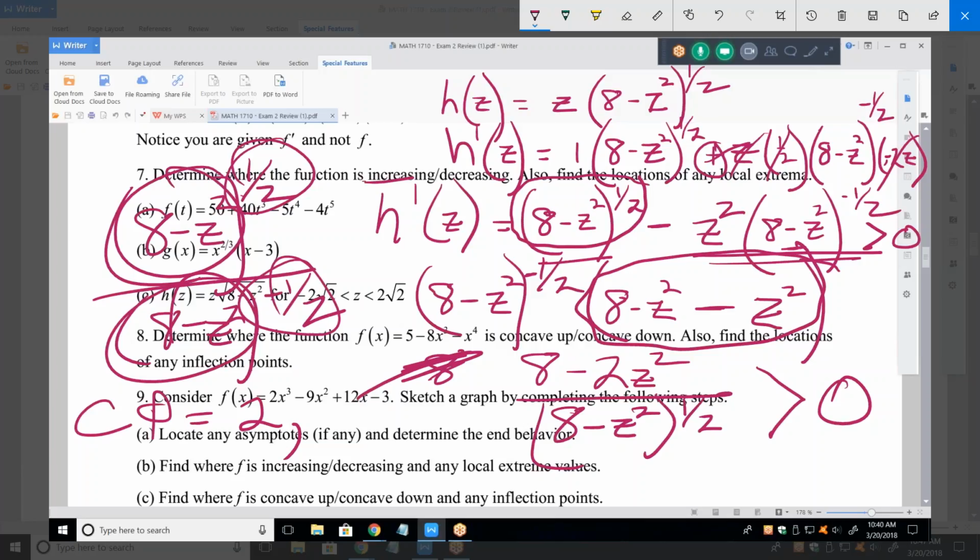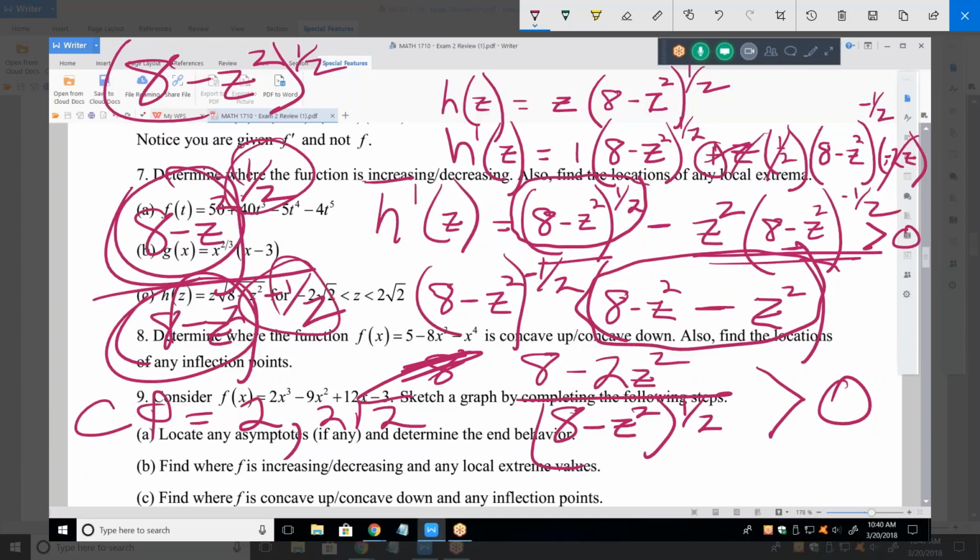The denominator: is that undefined or no? I'm trying to figure out where the square root of 8 minus z squared equals 0, because I cannot divide by 0. It's when z squared equals 8. So it's when z equals the square root of 8, which is 2 root 2. Okay, so to me, those are the two critical points.